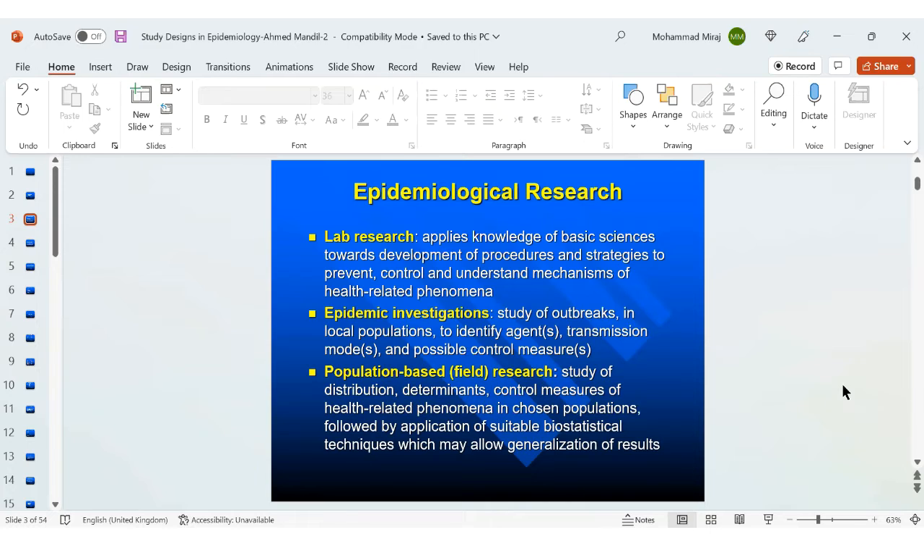Is it clear? And second is basically your epidemiological investigation. For example, when corona was an epidemic and it became a pandemic, it was crossing all types of geographical boundaries, and it was reaching from one place to another. So we really need to understand the study of the outbreaks.